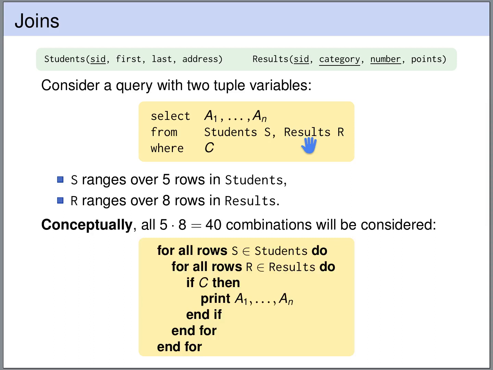Conceptually you can think about this query as being executed like this nested for loop. The outer loop iterates over all the rows in the students table. The inner loop iterates over all the rows in the results table. Then we check whether the condition C in the where clause is true, and if so, we print all the attributes that are selected in the select clause.